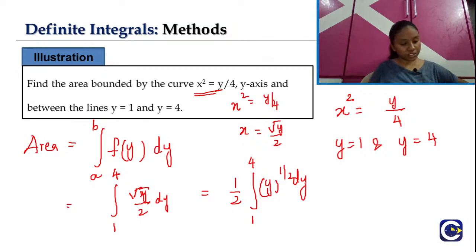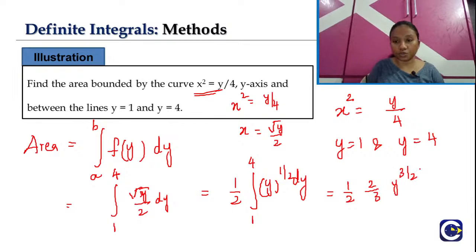Okay, Lakshmi, Sivaranjani, Arun have given the answers, guys. So here this will be 1 by 2 into 2 by 3 y power 3 by 2, and the limits are from 1 to 4. So this will be the expression: y power 3 by 2, and limits are from 1 to 4.